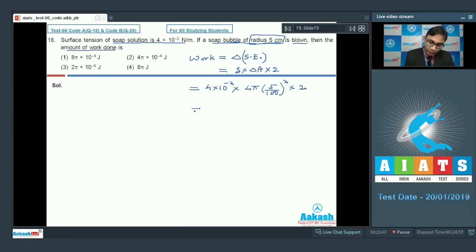So by solving we will get 800 pi into 10 to the power minus 6 joule. So we can also write it as 8 pi into 10 to the power minus 4 joule. So we can say that our option number 1 will be the correct choice. Now let's move to question number 19.